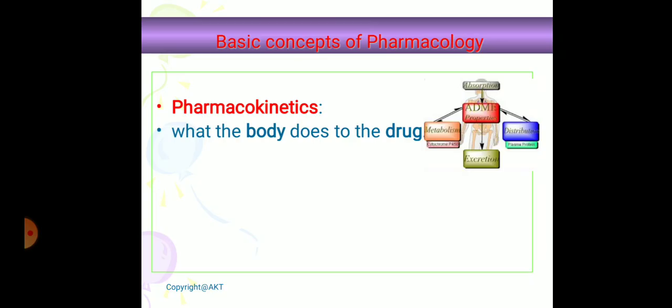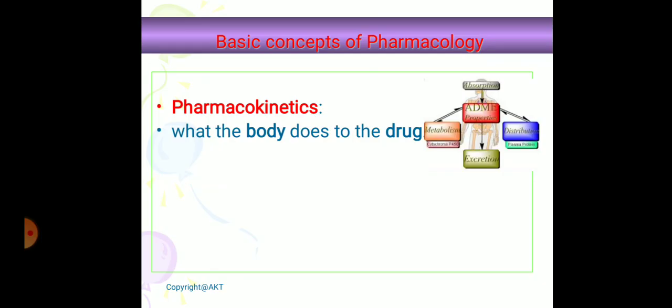Kindly note down the definition, it is not there in the slide. It is the quantitative study of movements of the drug through the body. Quantitative, that is in amount, how much. For example, absorption, that is how much is being absorbed, distribution, how much is distributed throughout the body, metabolism, how much is metabolized, and excretion, how much is excreted. In short, you can mention what the body does to the drug.